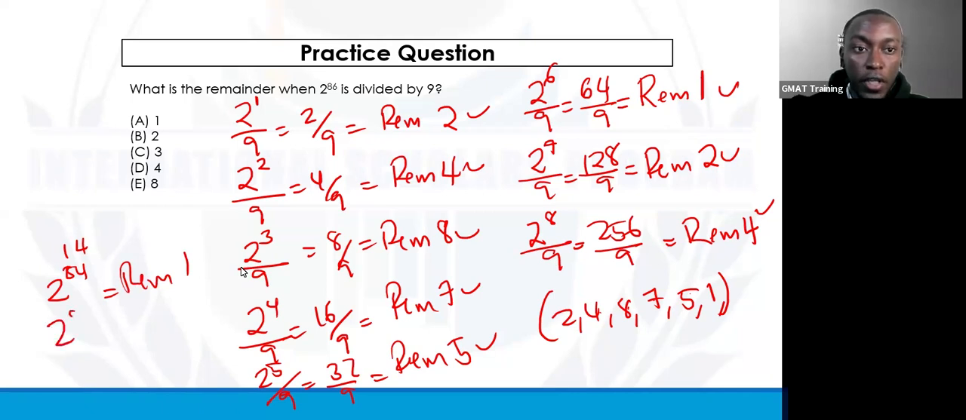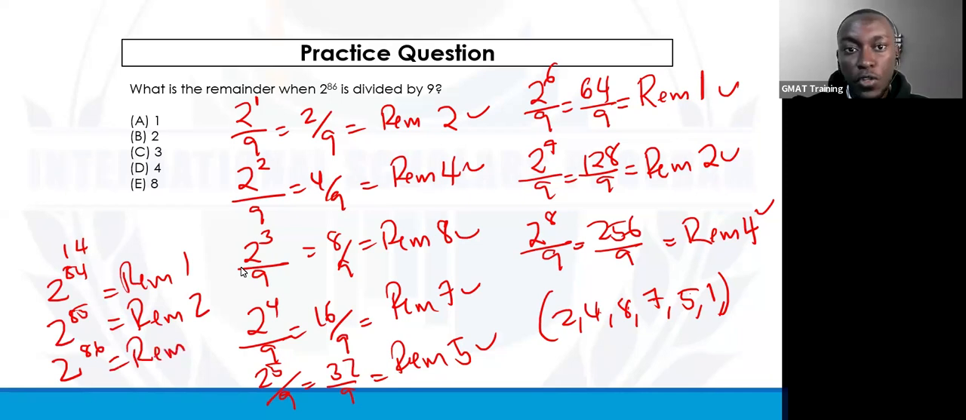Okay, so 2 to the power 85 gives us a remainder of 2. And 2 to the power 86 gives us a remainder of 4. And therefore, the remainder is 4 when 2 to the power 86 is divided by 9. I hope that's clear. Let's go on to the next question.